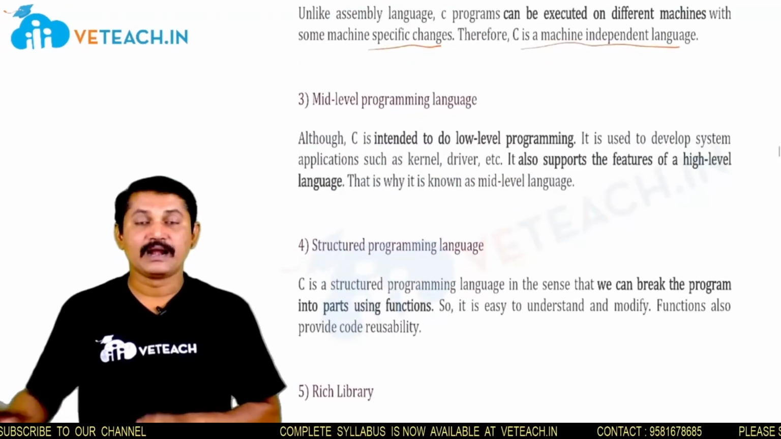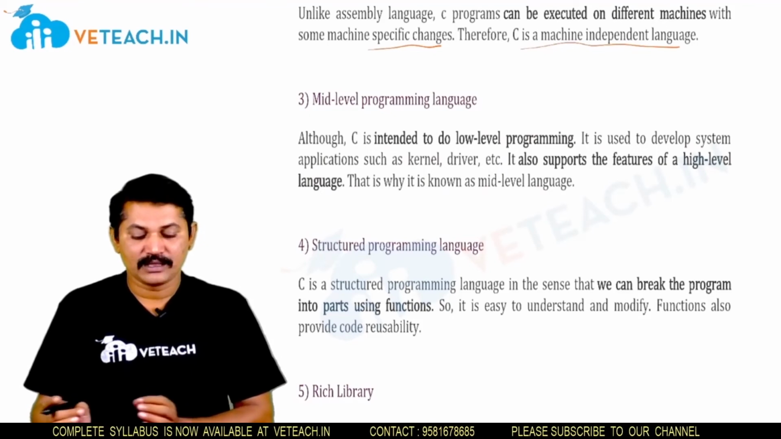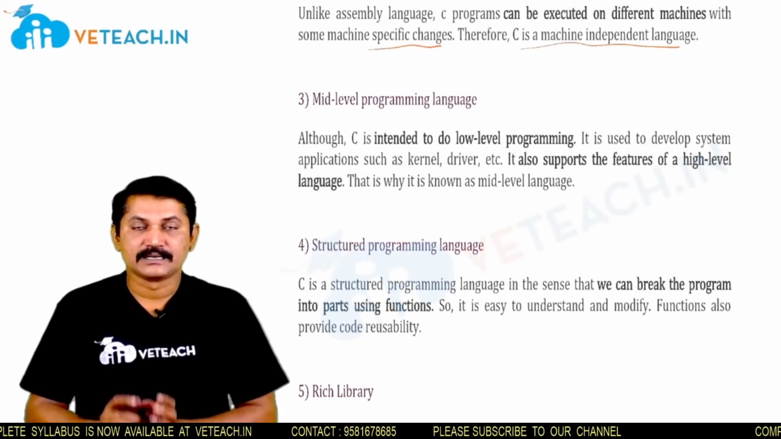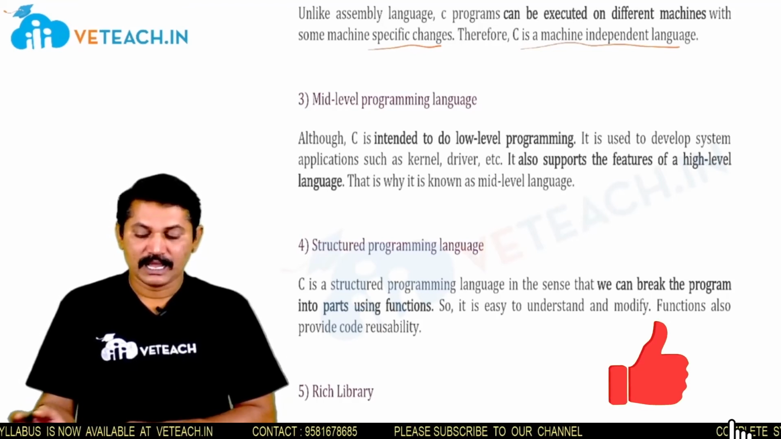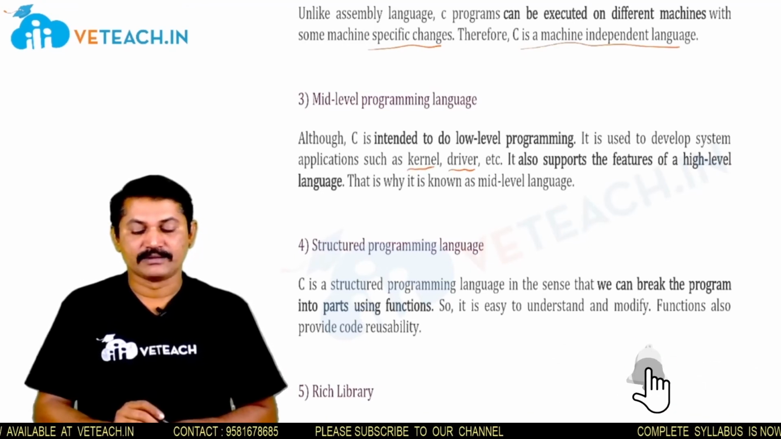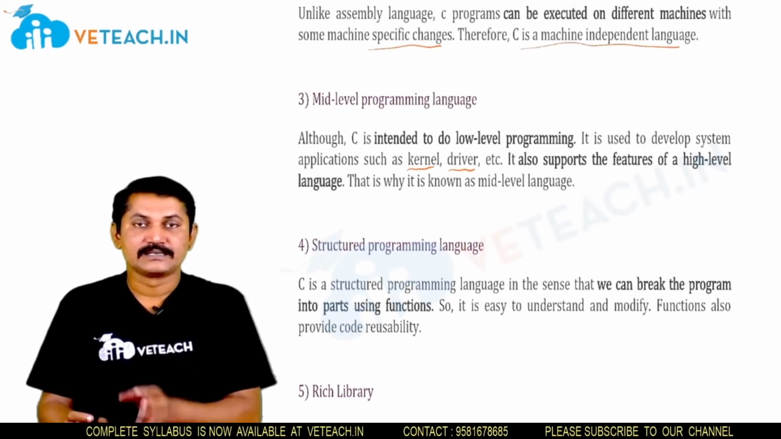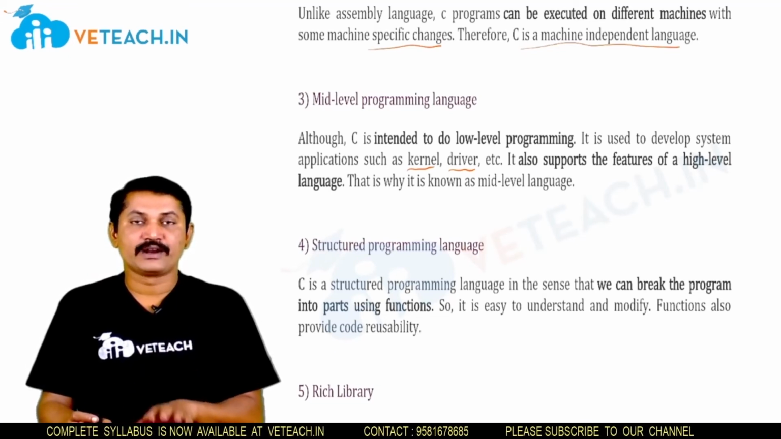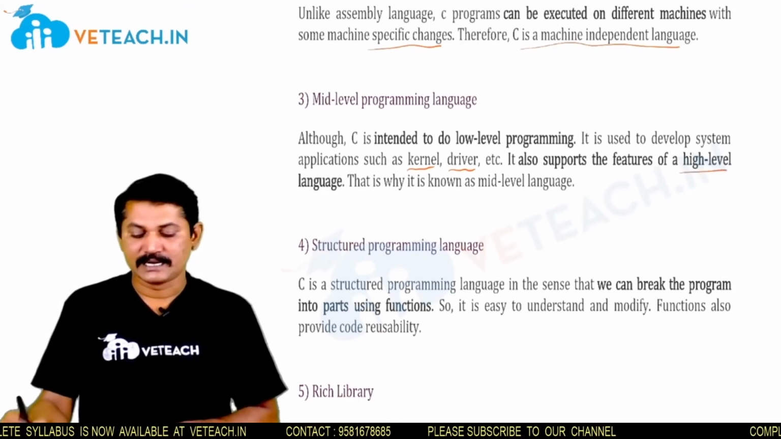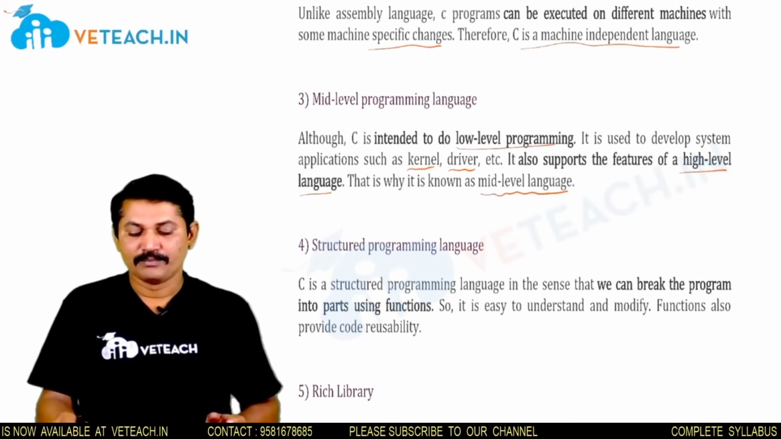The next one is mid-level language. Here, C language has the feature of working with low level programming and high level programming. That's why it is termed a mid-level language, and C can be used for developing applications like kernels and drivers. Drivers are the set of software that enables some hardware component to work with the computer. It supports the features of high level language and low level language, that's why it is termed a mid-level language.